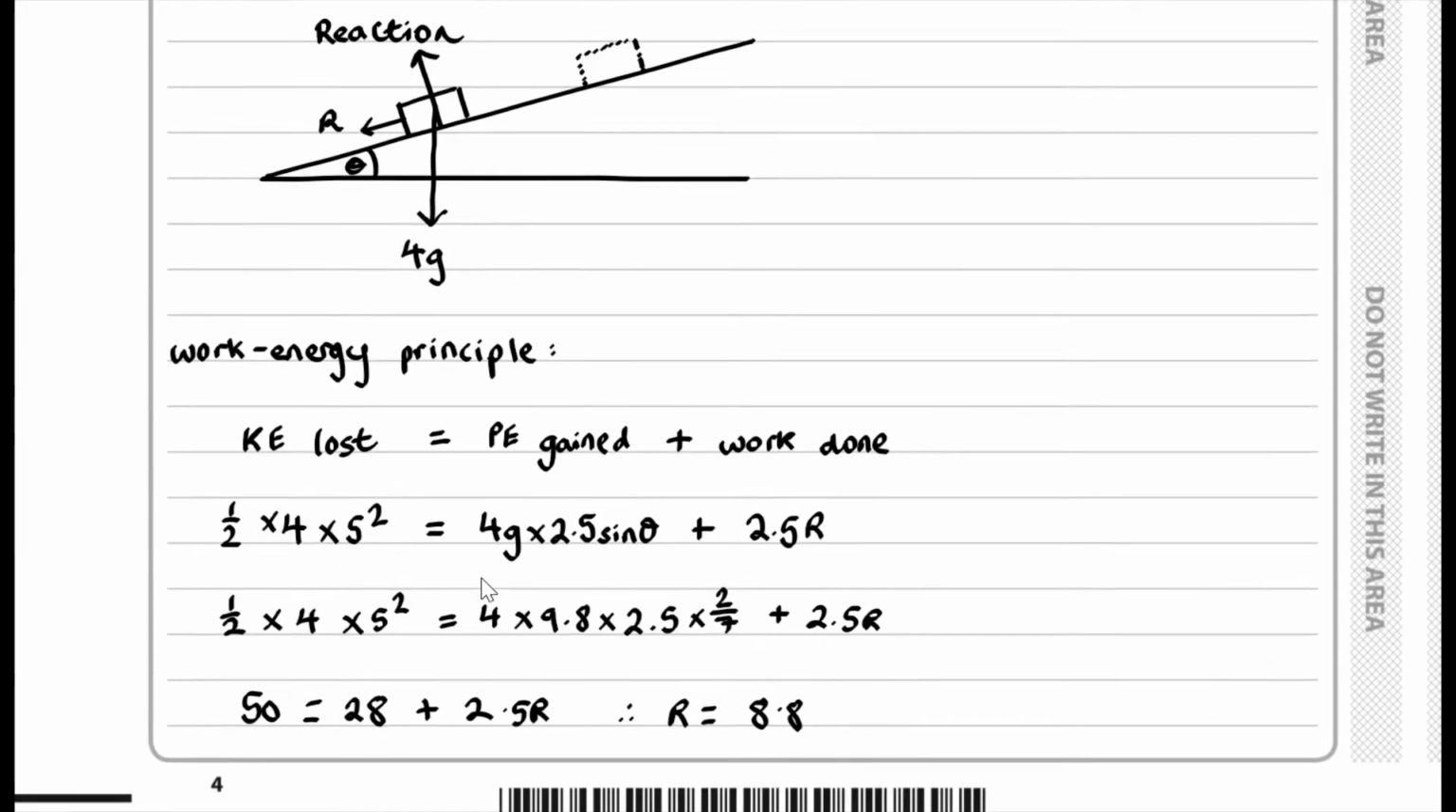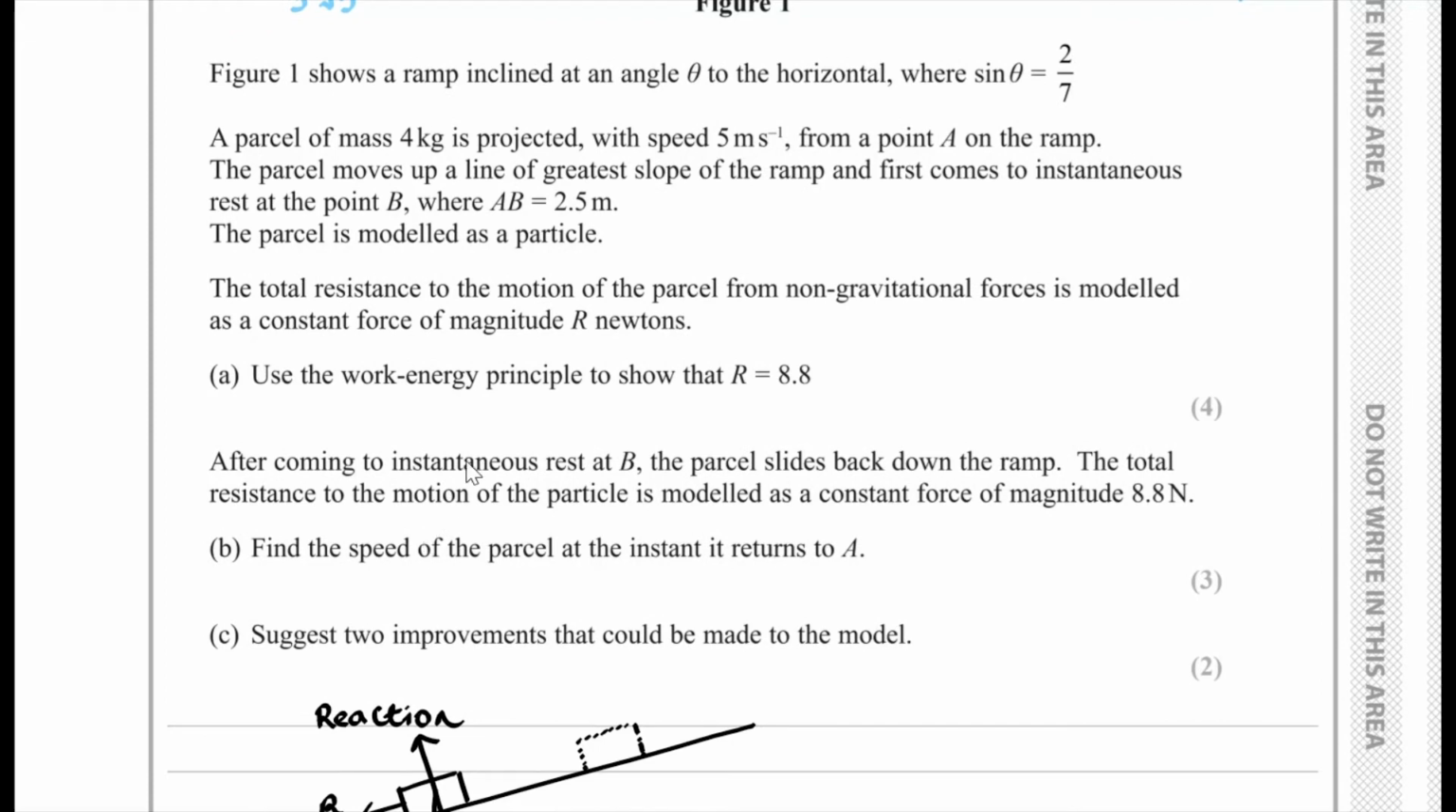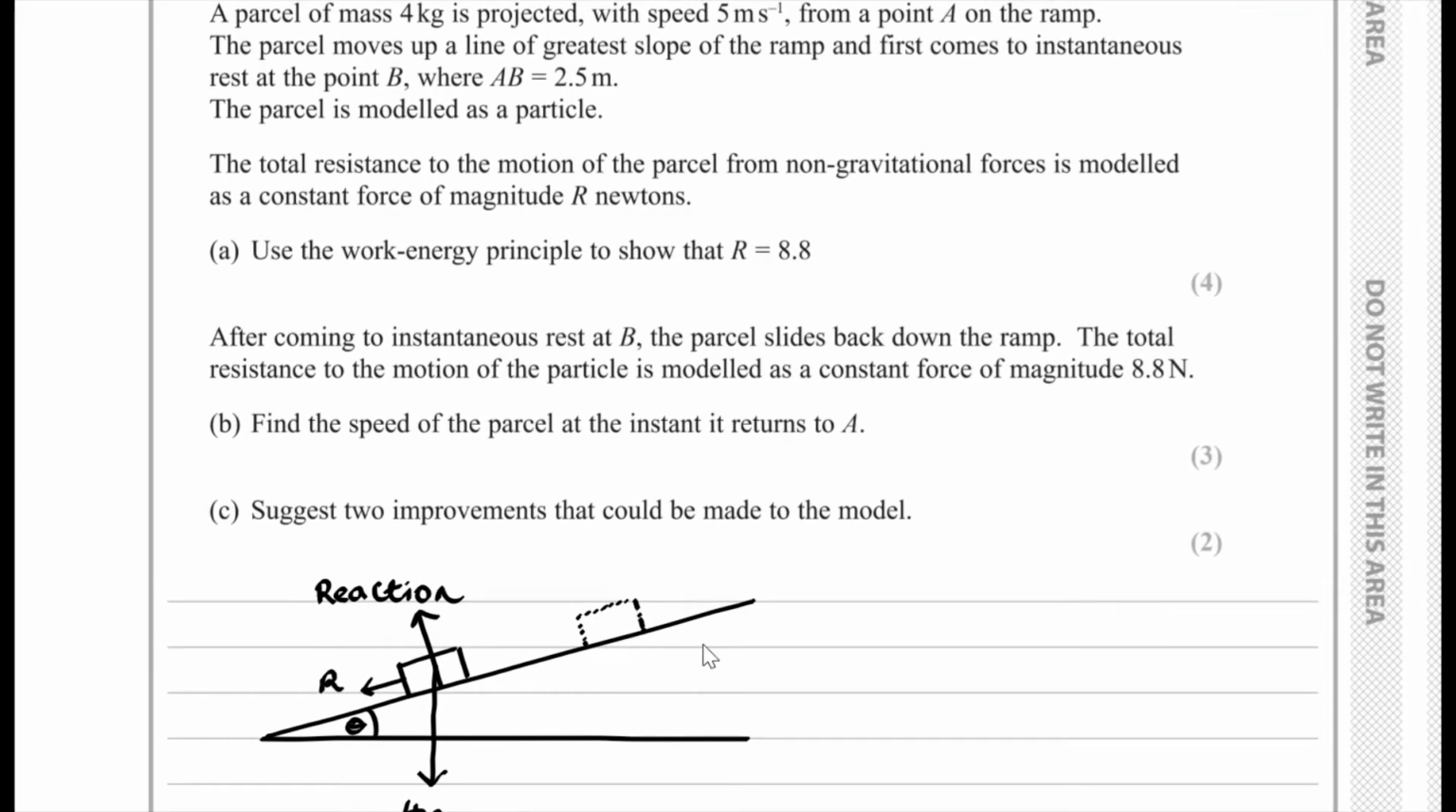And now for part B, after coming to instantaneous rest at B, the parcel slides back down the ramp. The total resistance to the motion of the particle is modelled as a constant force of magnitude 8.8 newtons. We have to find the speed of the particle at the instant it returns to A. This is a fairly difficult question in my opinion, and I think it would help if we redraw the diagram.